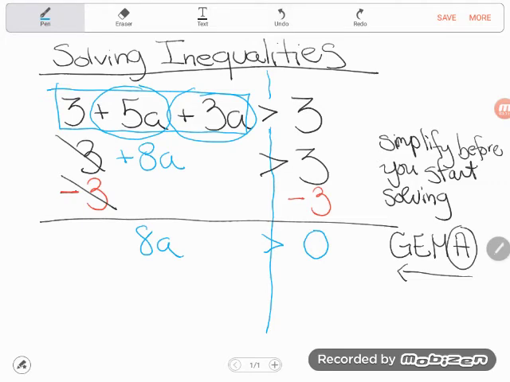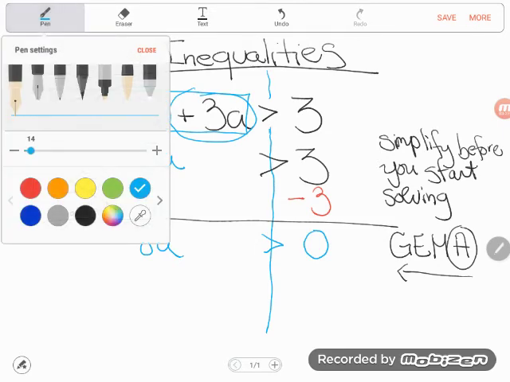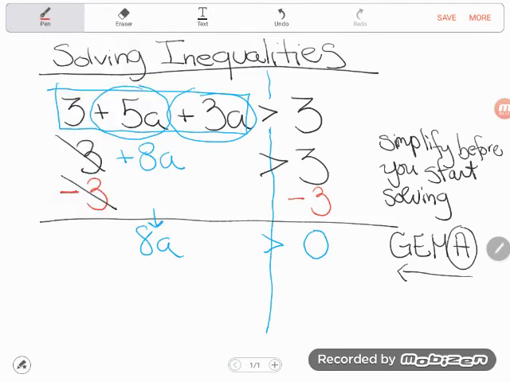Okay, I'm almost done now. I'm almost done, but a is not quite alone. Right now, a has that multiplier of 8. Remember, when two things are shoved together like this, they're multiplying. So if I want to get rid of that, I've got to do the opposite. The opposite of multiplying by 8 is dividing by 8. And again, I can do whatever I want to an inequality as long as I do it to both sides. Okay, so multiplying and dividing by 8 are opposites. They cancel. A is alone just like I wanted.